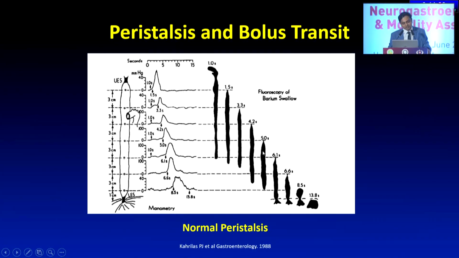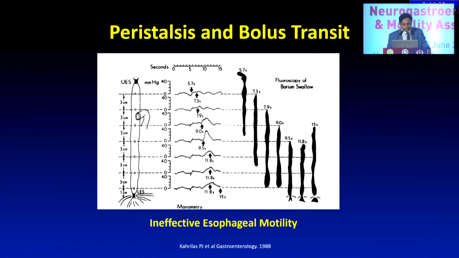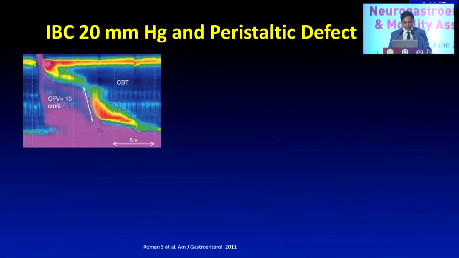The peristalsis leads this tail of the barium out across the esophagogastric junction. In this case, the peristaltic amplitude, if you see in the lower segments, is around 40 millimeters of mercury. It is lower than that. And here the barium is getting retained. The food bolus transit is not happening properly. So this is how it was found out what actually happens in ineffective esophageal motility.